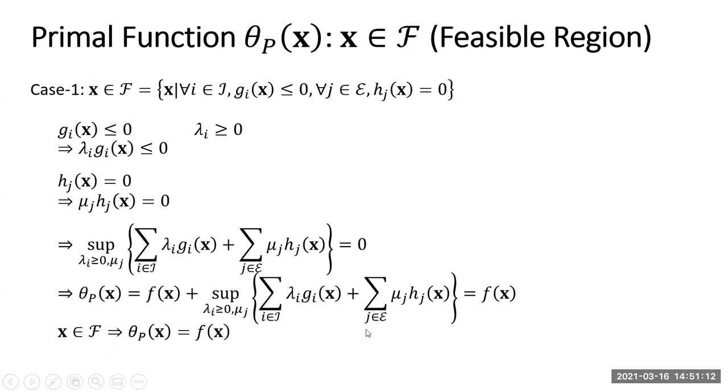So we just showed that when x belongs to the feasible region, theta_p(x) is equal to f(x). Next, case 2. What is case 2? Remember? When x is infeasible, what happens? Infinity. The primal function theta_p(x) becomes equal to infinity. So this is the first part which we just established.